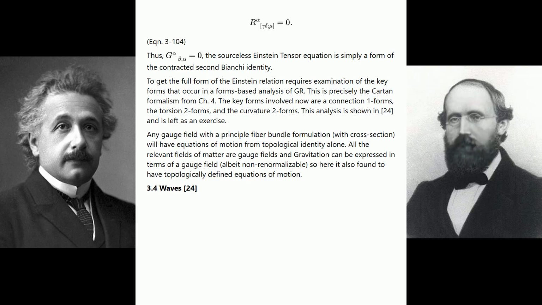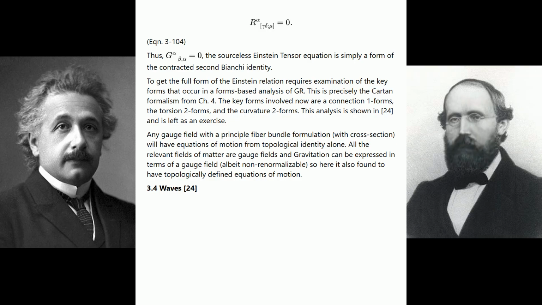To get the full form of the Einstein relation requires examination of the key forms that occur in a forms-based analysis of GR. This is precisely the Cartan formalism from Chapter 4. The key forms involved now are the connection one-forms, the torsion two-forms, and the curvature two-forms. This analysis is shown in the reference and is left as an exercise. Any gauge field with a principal fiber bundle formulation, with cross-section, will have equations of motion from topological identity alone. All the relevant fields of matter are gauge fields, and gravitation can be expressed in terms of a gauge field, albeit non-renormalizable, so here it is also found to have topologically defined equations of motion.